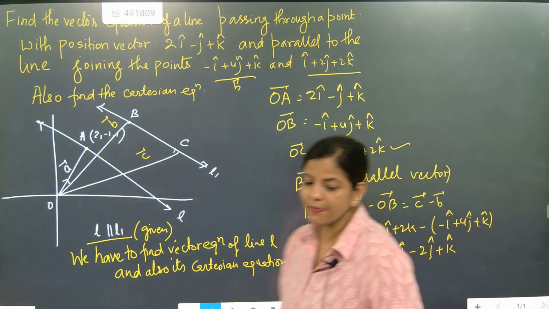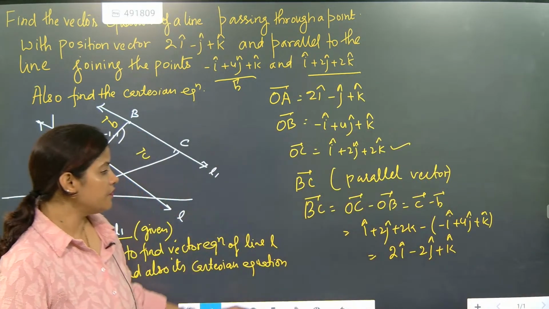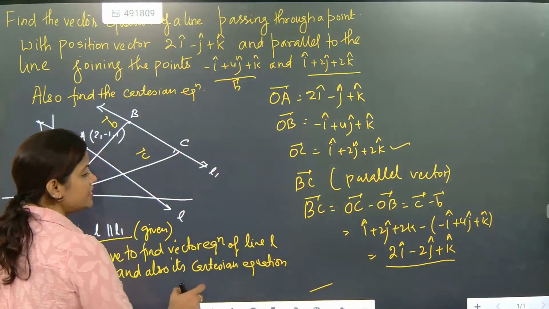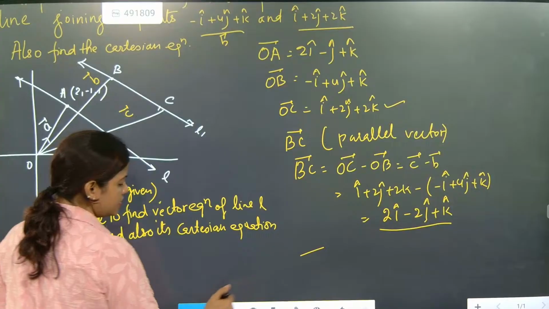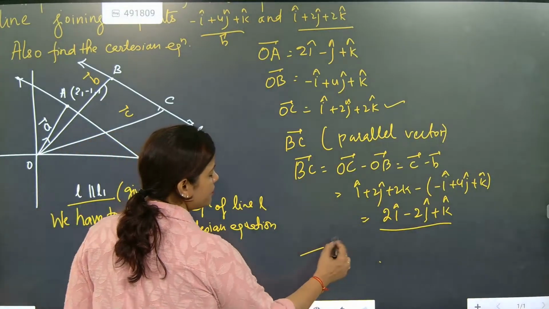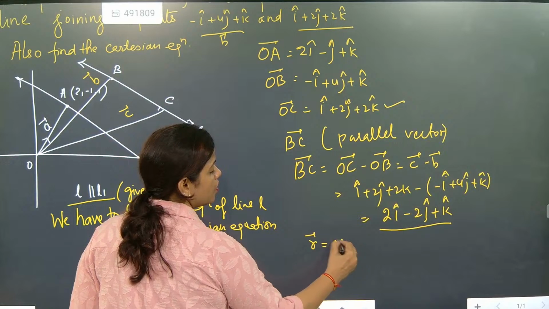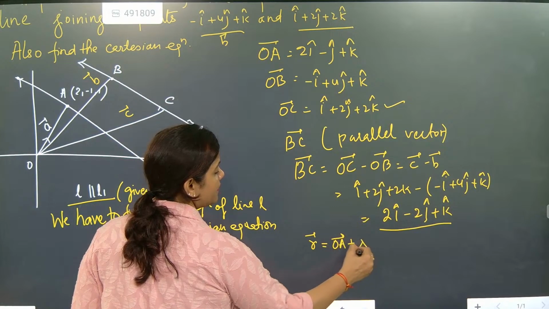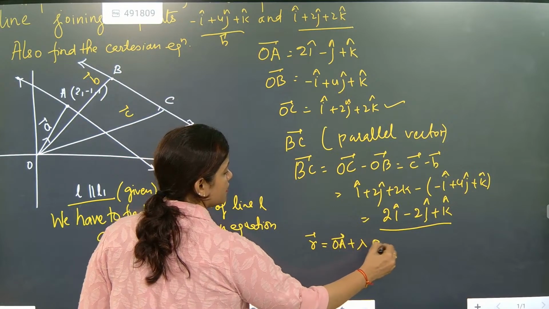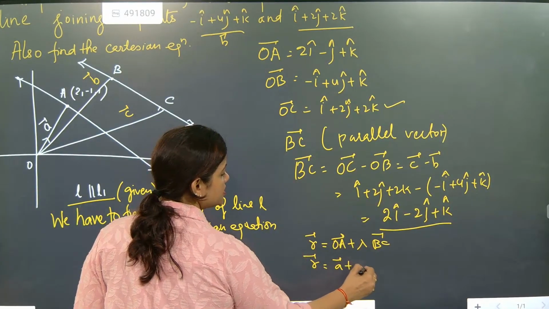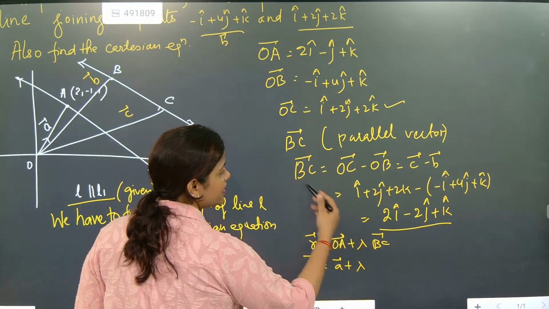Done. Now this is the parallel support. This BC vector will become the parallel support. So how to write the vector equation? In a simple way, we can write the vector equation as R vector is equal to OA vector plus lambda BC vector. That is, R vector is equal to A vector plus lambda BC vector, where BC vector is C vector minus A vector.